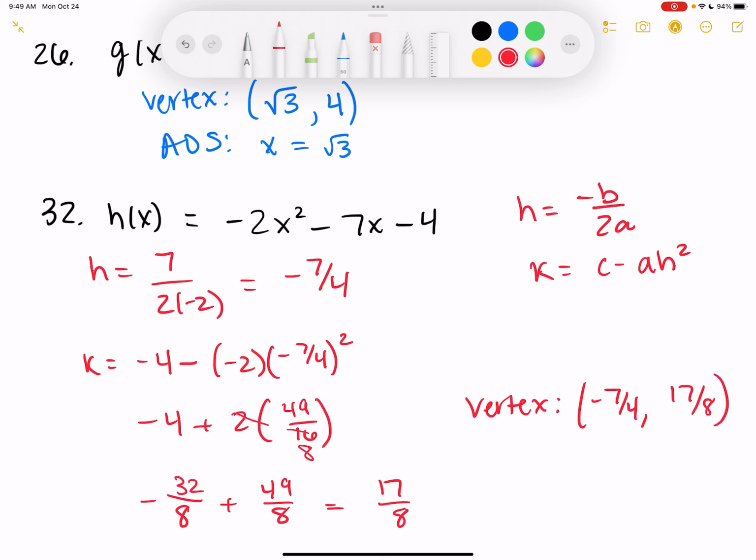Okay, more just for reference. Does it ask us for that? Yeah, it does ask us for the axis of symmetry. So the axis of symmetry would be where? X equals negative 7 over 4.